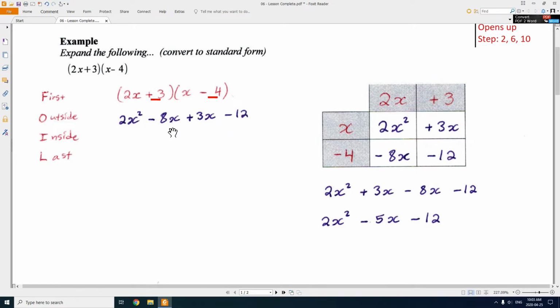Last thing is I just look for some like terms. Once again, I get these 2x terms here. So I'll join those together. So 2x squared, I think that'll be a minus 5x minus 12.